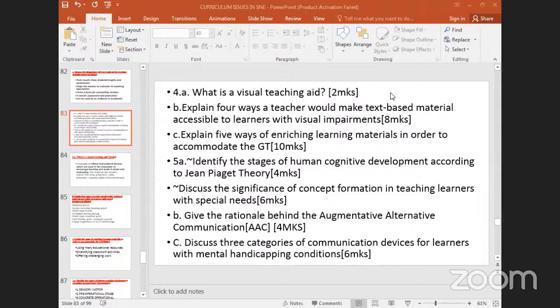Hello. Hello. Yes. Another significance of this. Hello, are you getting me? Yes, yes. Yeah. I was talking about the significance of concept formation.